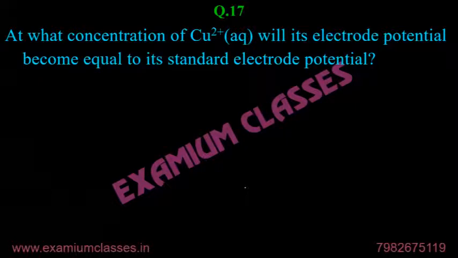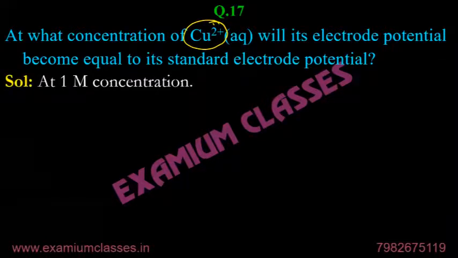Same question, but here asked for Cu2 plus. Again, the same answer. It will be standard electrode potential, whether it is Cu2 plus, whether it is Ni2 plus, whether it is Zn2 plus. It will be standard electrode potential. One, one molar.